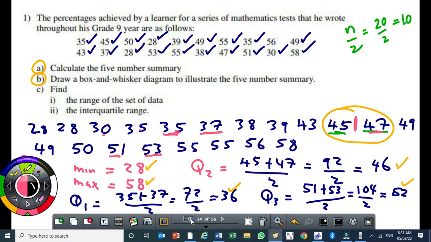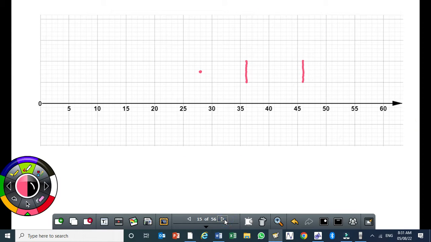Then my Q3 is 52. So 52 is here. I'll draw it nicely. Right? Then the maximum is 58. So 58 will be somewhere there. Then you just join the quartiles like that. And then you also join the maximum and the minimum. Okay. So that will be the box and whisker.